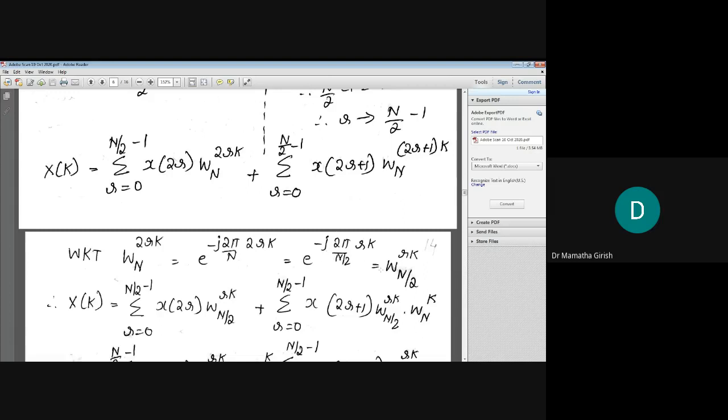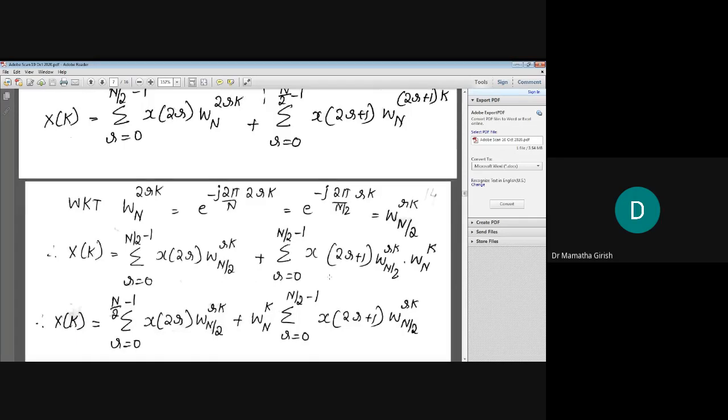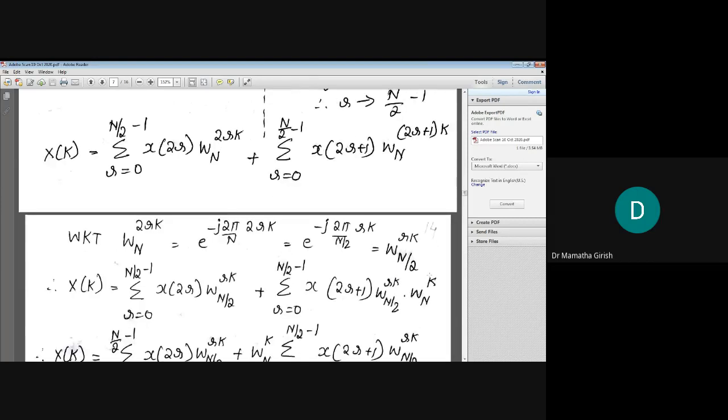Accordingly, this is represented by the twiddle factor W to the power of rk, not just capital N, it is N by 2. If it was N here, this would have been N. Since it is N by 2, here also there exists N by 2. Accordingly, we write the above summation and replace this term W_N^{2rk} by W_{N/2}^{rk}. Same thing over here. There are two terms. One is W_N to the power 2rk, multiplied by W_N to the power 1k, that is W_N^k.